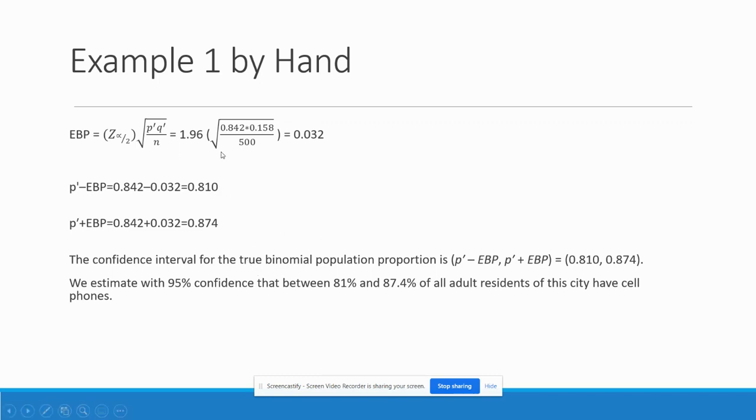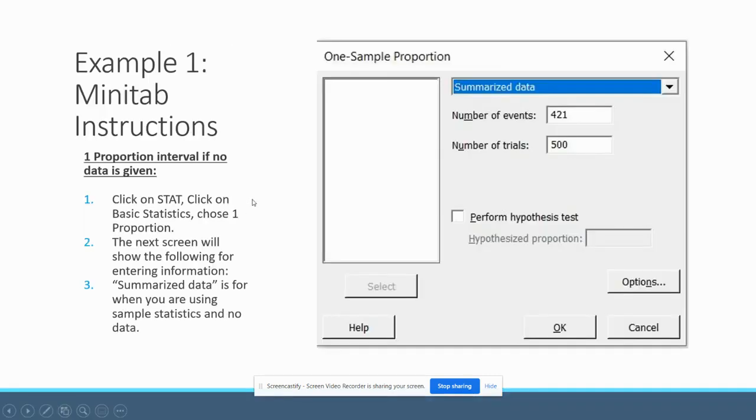Okay. So like I did the error bound margin, I got it. So then I could say that 81 to 87% of the residents have cell phones. I don't want you to do it this way. This is really kind of tricky. So let me show you. So I'm going to go to Minitab and I'm going to show you how to put it in.